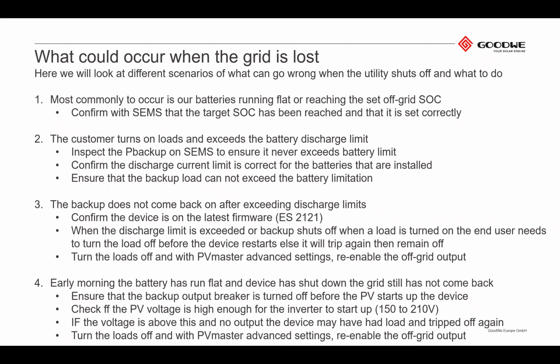So that's why we went to SEMS portal to inspect that P backup to see what kind of loads are running on the backup output. And we saw on that one that there's a lot of spikes happening, but the customer has a much smaller battery bank. So there are loads on there that should not be on that backup output until the customer expands his battery bank. So if we can see that there are loads that regularly exceed the battery discharge limit, we can be fairly certain that that's the reason the inverter shut down.